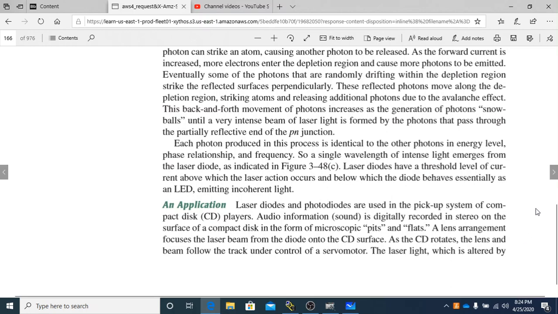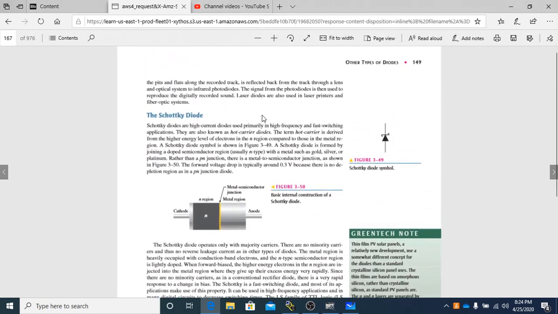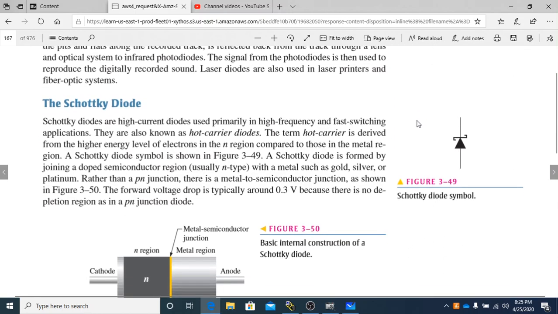The laser light, which is altered by the pits and flats along the recorded track, is reflected back from the track through a lens and optical system to infrared photodiodes. The signal from the photodiodes is then used to reproduce the digitally recorded sound. Laser diodes are also used in laser printers and fiber optic systems. So that's the application.